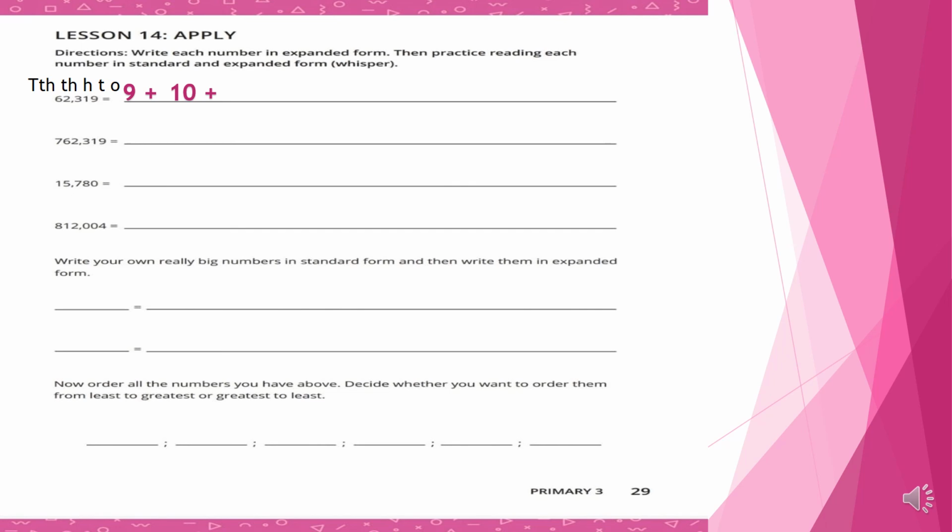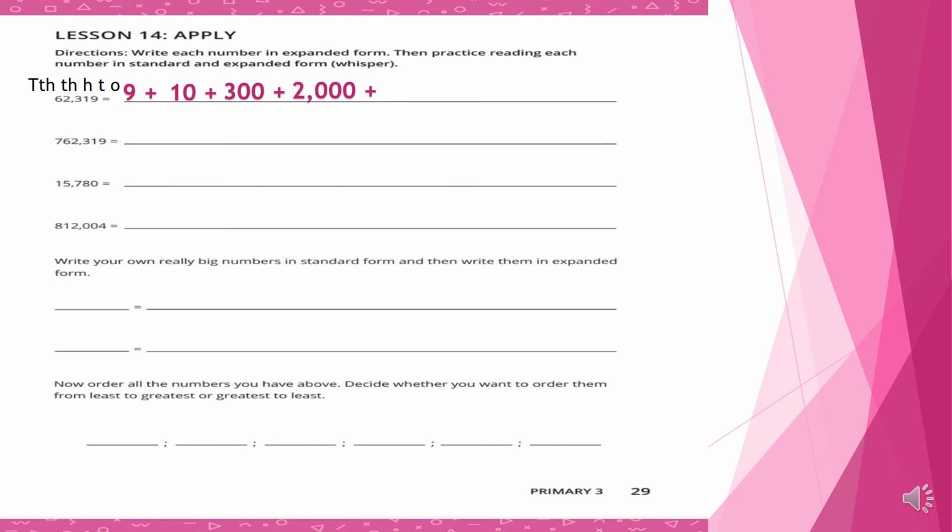The number in hundreds. We have 3 in hundreds. This 3 in hundreds, its value will be what? 300. We will put 2 zeros. 2 in thousand, its value will be 2000. We will put 3 zeros.